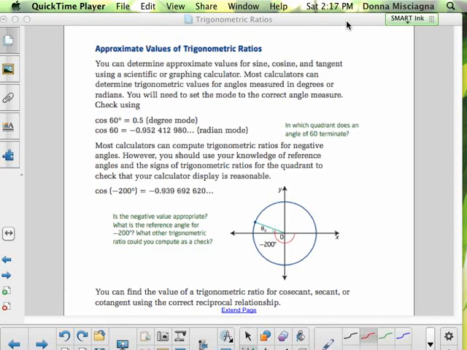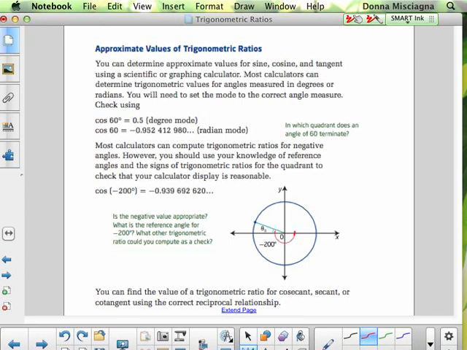So negative 200 degrees would be over here. And if we wanted to consider it as a positive angle, negative 200 plus 360 gives us positive 160 degrees. Of course, that would then put us going this direction, and it does put us in the second quadrant, where x is negative and y is positive. And the hypotenuse, of course, is always positive.